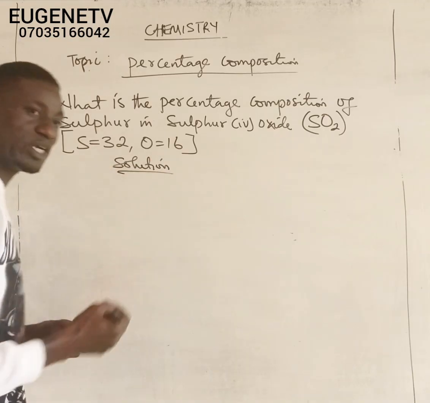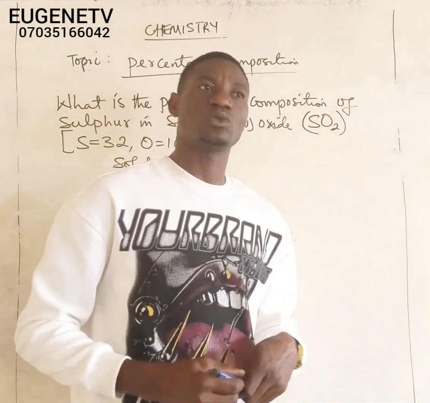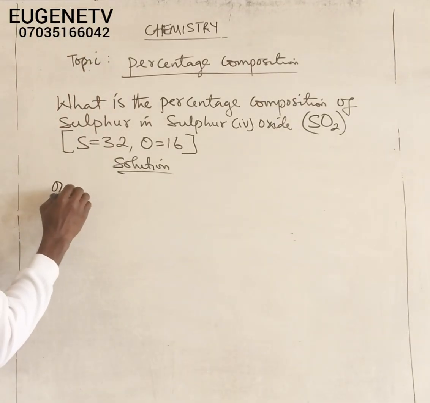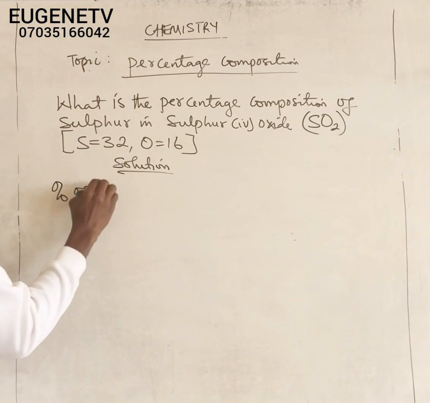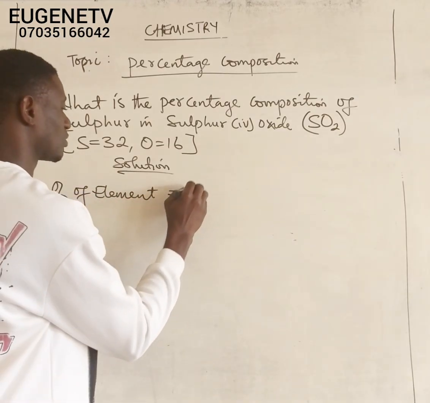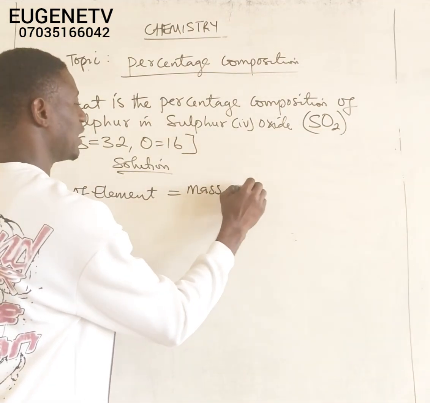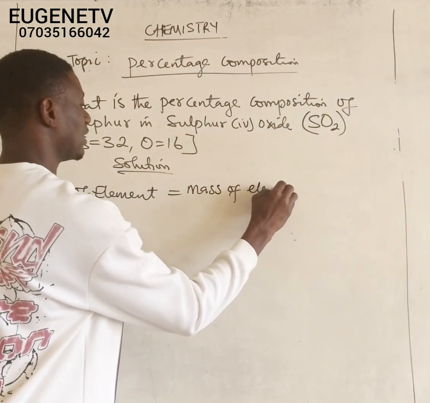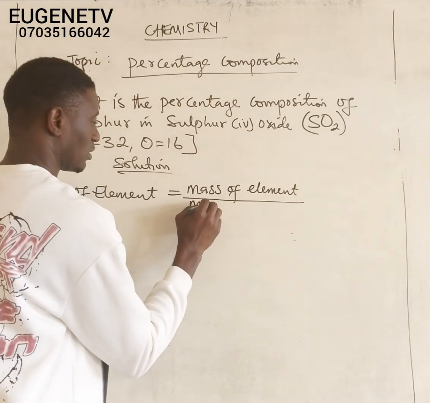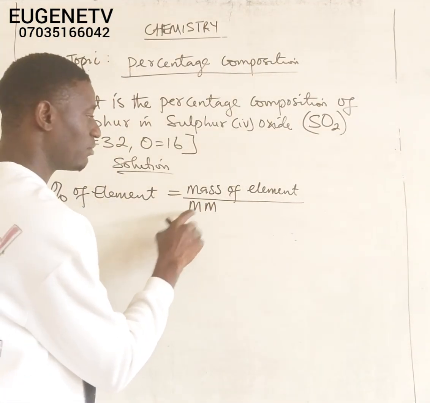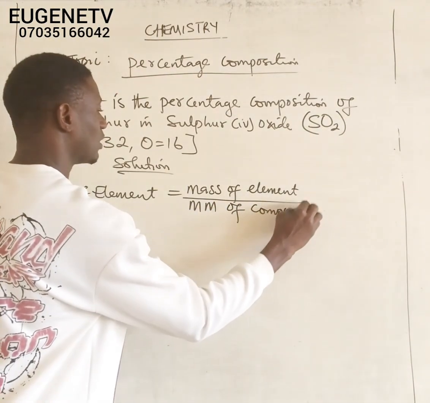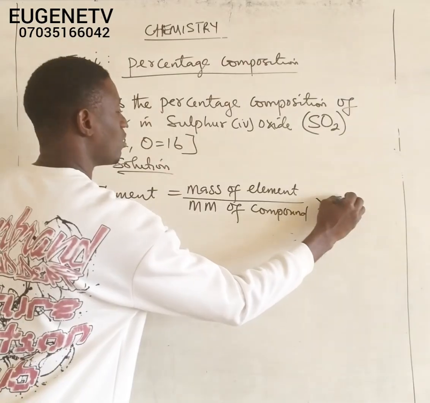I am going to give you the expression you are going to use in order to find the percentage composition of any element in a compound. We say percentage of element is equal to mass of that element all over molar mass. I will use Mm to represent molar mass, all over molar mass of the compound, and then multiply by 100.